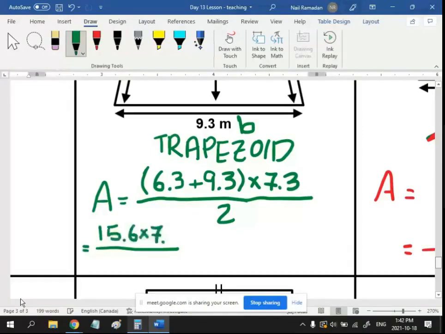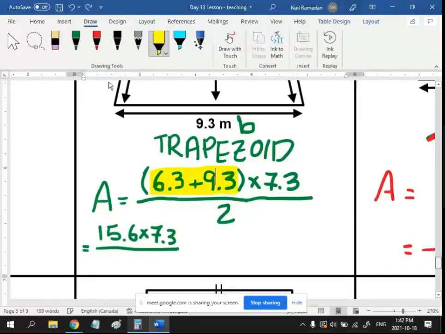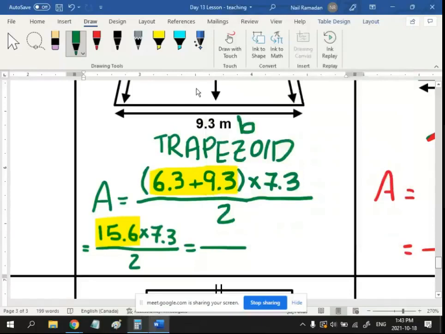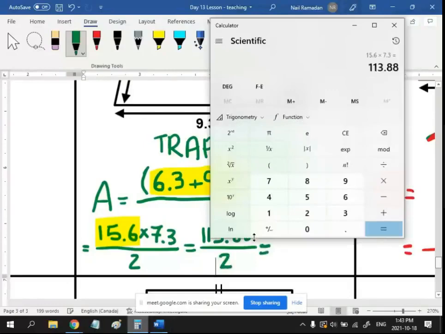Come on, go down. Okay, equals. What's 6.3 plus 9.3? That's 15.6 times 7.3. So basically, everyone look, I'm going to highlight this addition. This addition right here is, come on, almost there. What's 15.6 times 7.3? That's got to be a big number. 113.88.